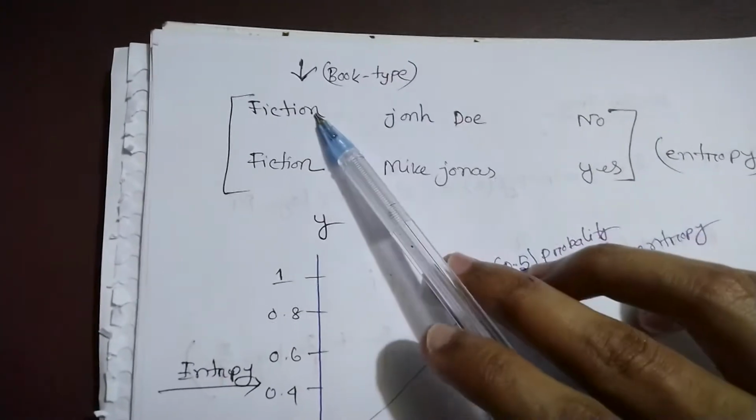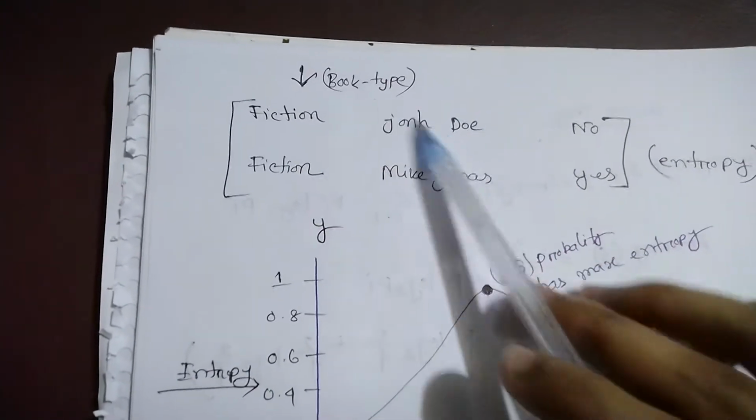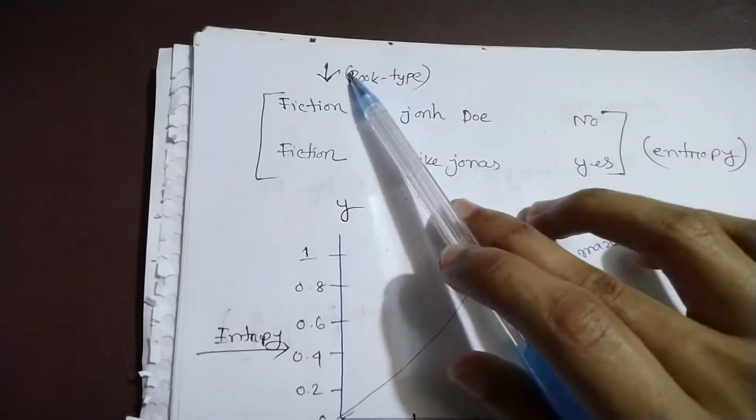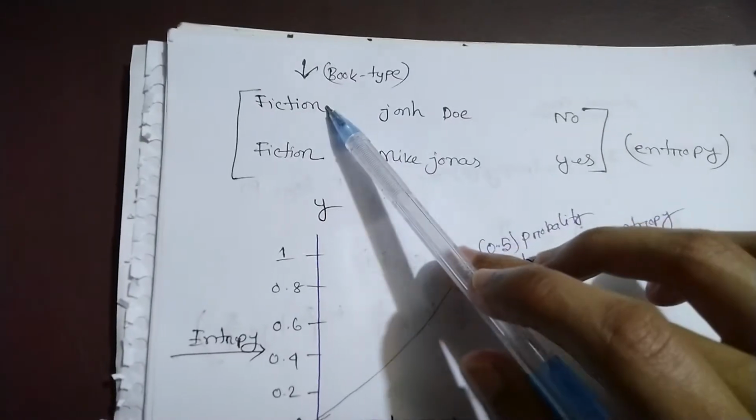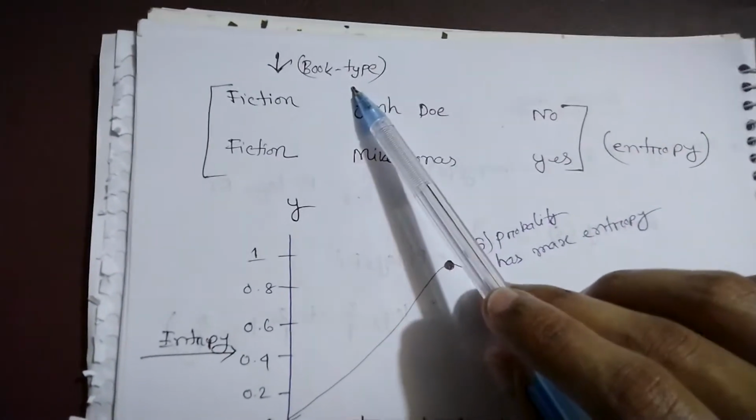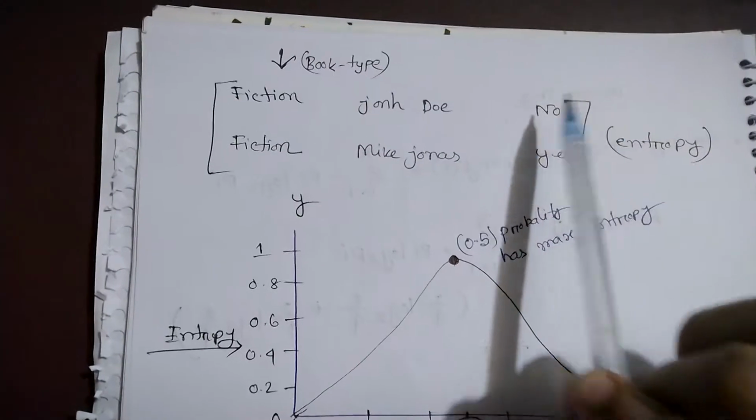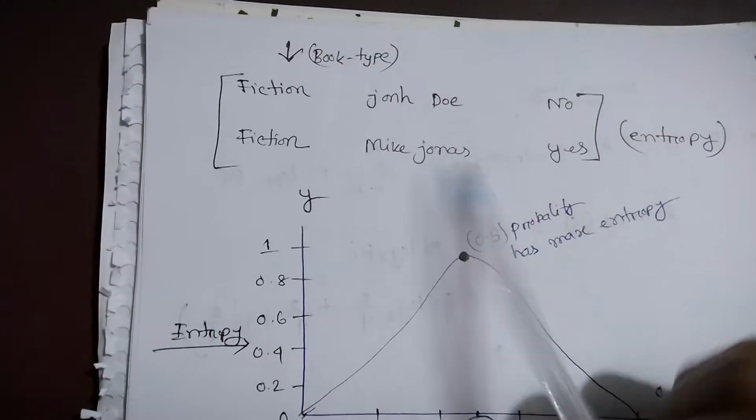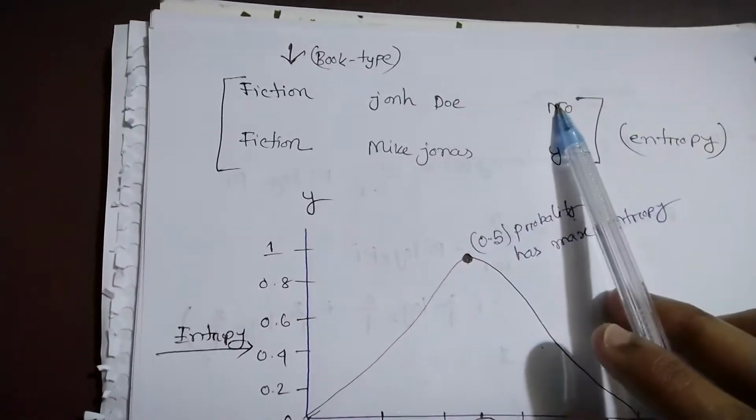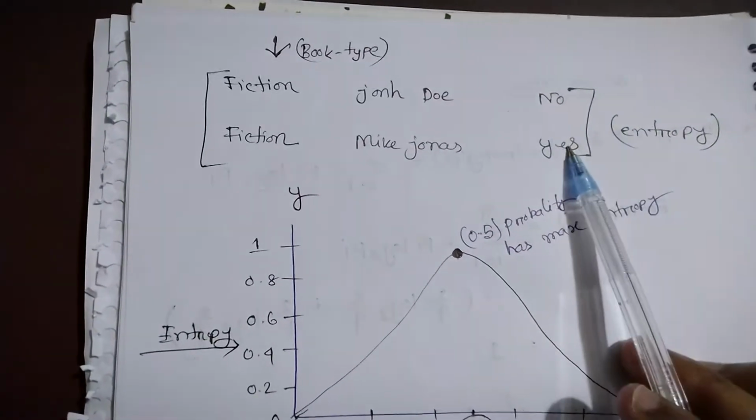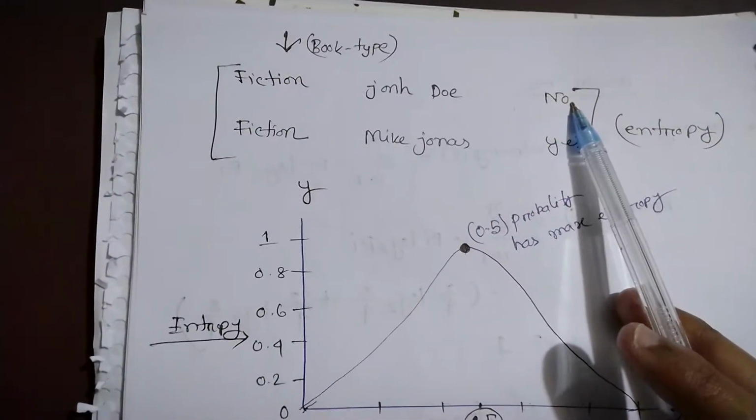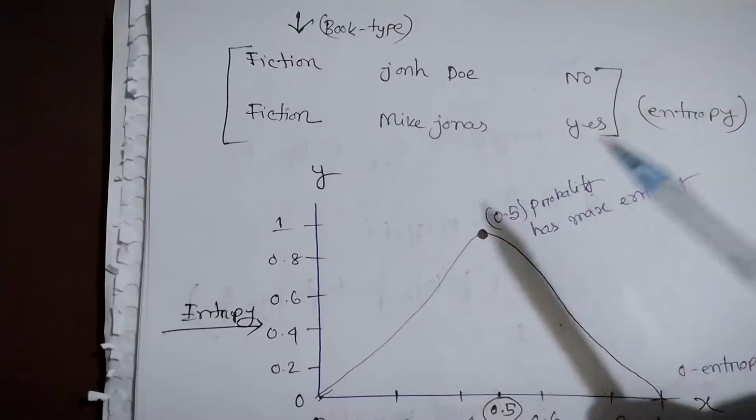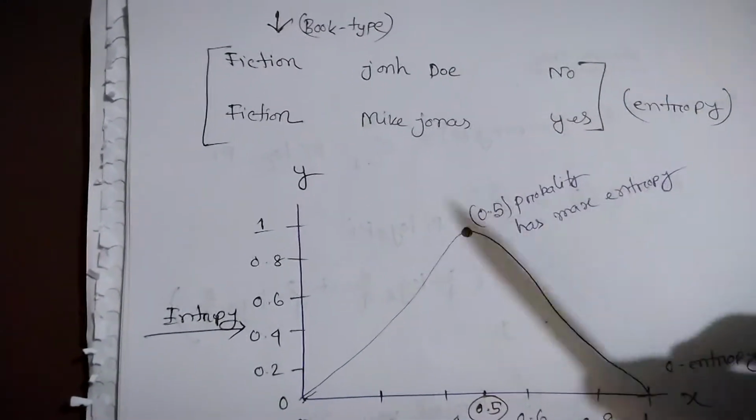Suppose we take book type which is fiction, and in fiction we have John Doe and Mike, both have written a fiction book. So when we classify this by book type as fiction, you are not going to buy the book for John Doe, and you are going to buy the book for Mike Jonas. So why this variation? Your probability is always half because there are 2 possible outcomes, yes or no, and the probability of buying no is 1 by 2 and the probability of buying yes is 1 by 2, 0.5, which is really bad. So you need to remove this kind of thing.